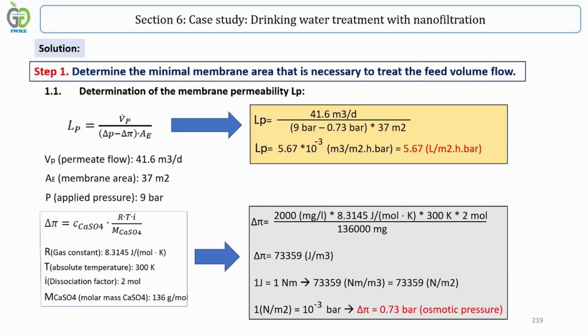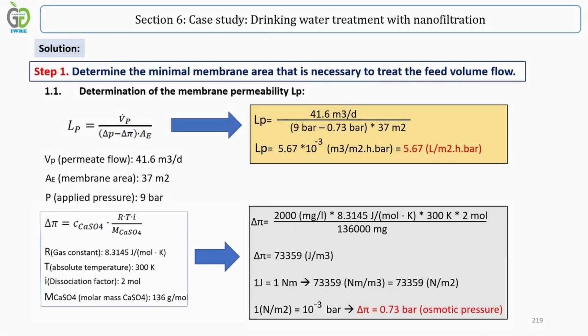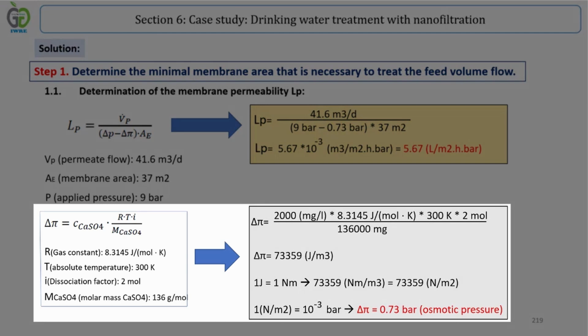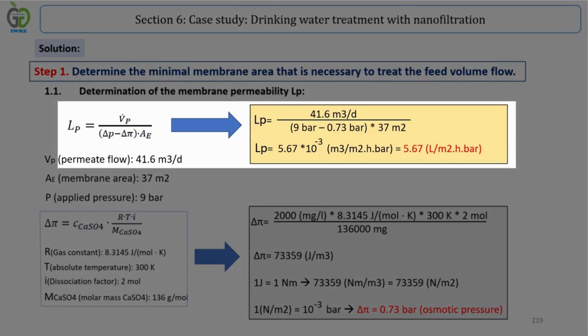Now, we follow the steps according to the procedure with determination of the membrane permeability. To calculate the permeability equation, you must use the data from the element catalog. As you can see in the selected element, permeate flow is 41.6 cubic meter per day with 37 square meter membrane area and 130 psi applied pressure from the test condition. Osmotic pressure has also been calculated according to this equation, which is 0.73 bar. Now all the parameters are known for this equation and you can calculate it. After calculation, the permeability for this membrane is 5.67 liter per square meter per hour per bar.